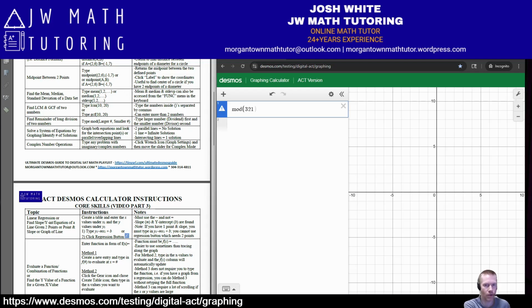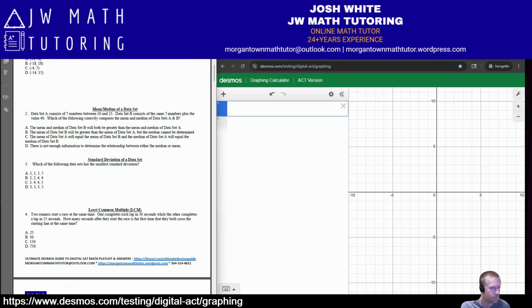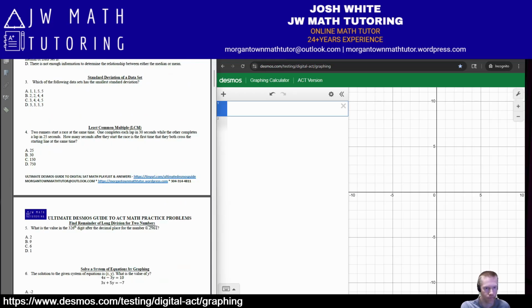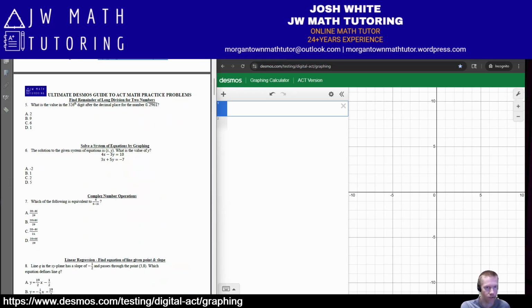So say 321 divided by 4. The remainder for that is basically 1. Okay, it doesn't tell you how many times it goes into it, but it tells you solely what the remainder is. As I was saying, this is very useful for repeating pattern or repeating sequence problems, or also simplifying powers of i problems. Okay, so now let's take a look at an example problem.